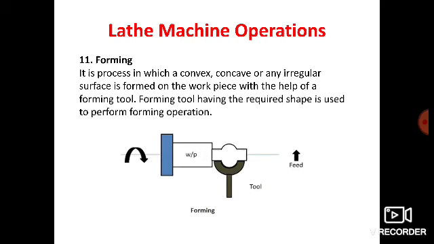So it is a process in which convex, concave and any irregular surface is formed on the workpiece with the help of forming tool. Forming tool having the required shape is used to perform a forming operation. Okay, so this is forming operation, and here also the feed is given perpendicular to the axis of lathe.